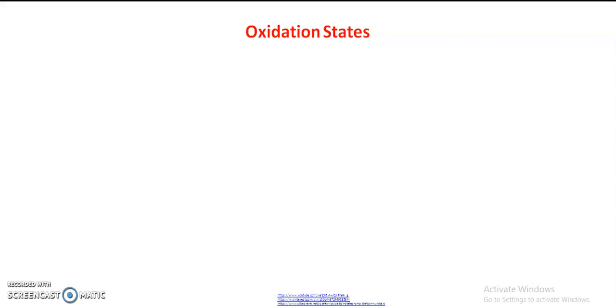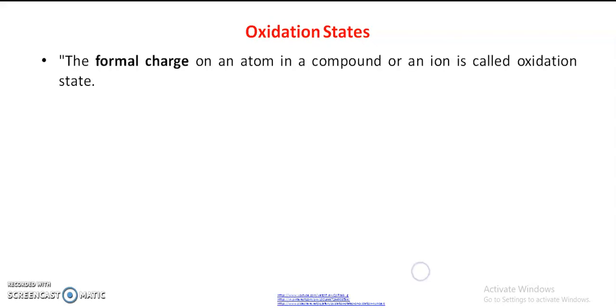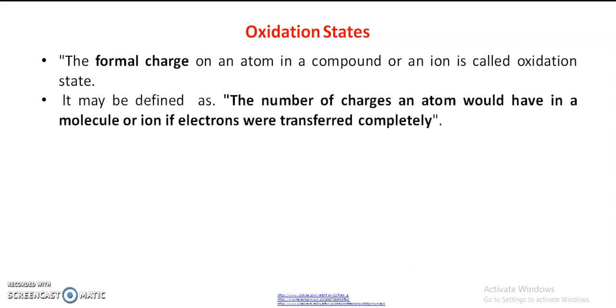Oxidation state or oxidation number are numerical values that are assigned to atoms during oxidation-reduction reactions to help us keep track of the transfer of electrons across different atoms. So what is oxidation number or oxidation state? It is the formal charge on an atom in a compound or an ion. It may be defined as the number of charges an atom would have in a molecule or ion if electrons were transferred completely.